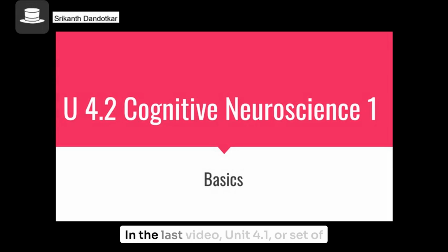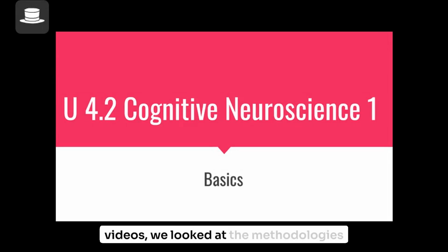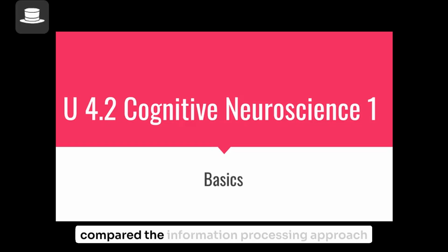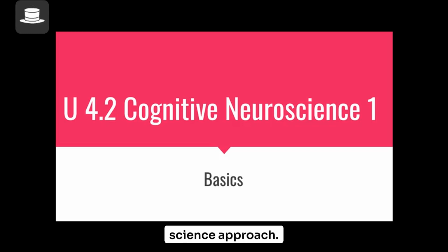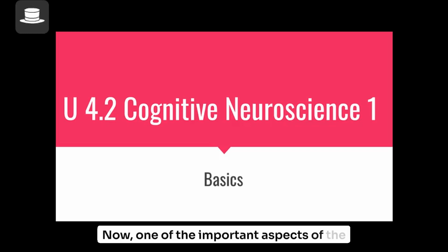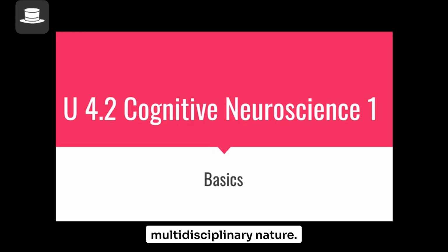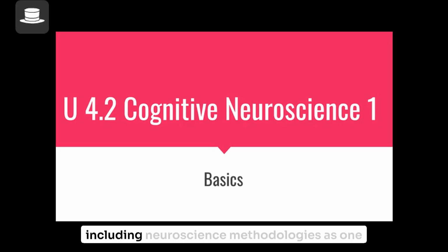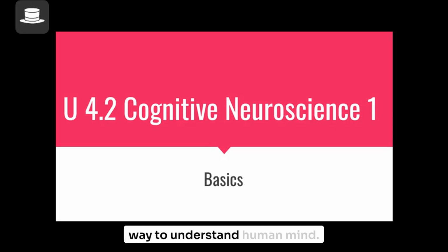Welcome back. In the last video, Unit 4.1, or set of videos, we looked at the methodologies specific to cognitive psychology, where we compared the information processing approach versus a newer approach, the cognitive science approach. Now, one of the important aspects of the cognitive science approach is its multidisciplinary nature. Part of it is including neuroscience methodologies as one way to understand the human mind.